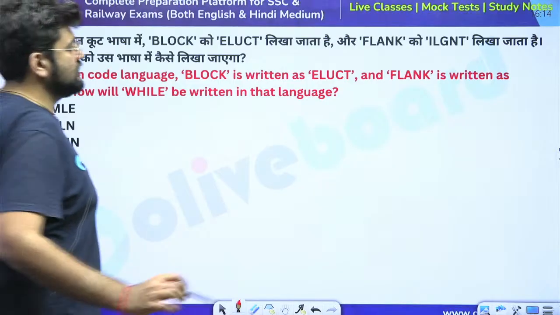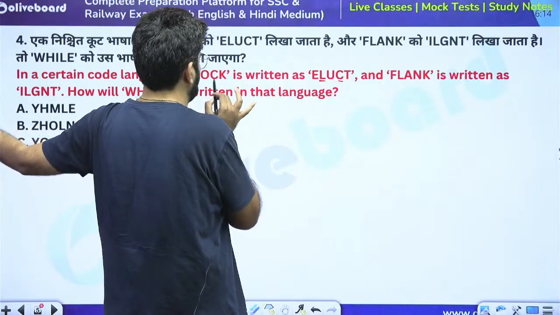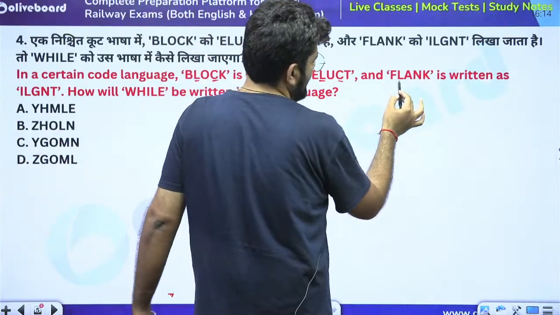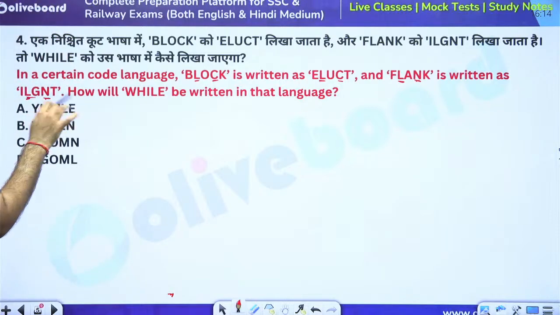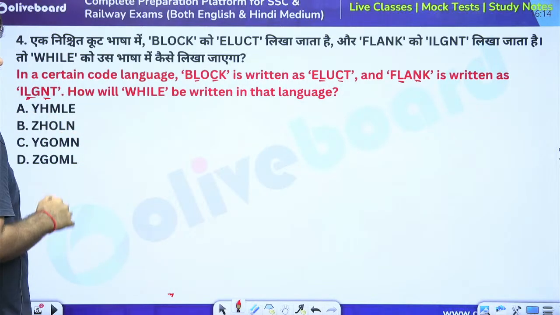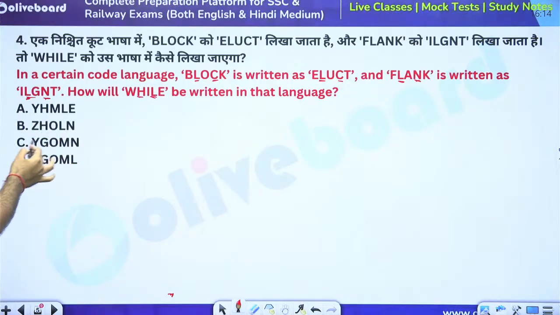Okay, BLOCK is written as ELUCT. We can see L and C are the same, they are not changing. Similarly FL, L and N are the same, they are not changing. So alternate letters are not changing, right? Yes. So H and L will not change. Second has to be H, this is gone, and L. So this we have now.